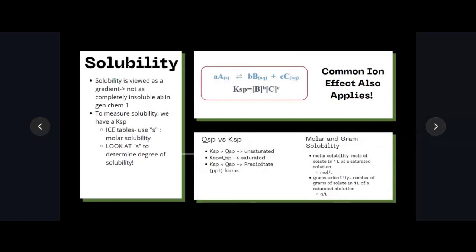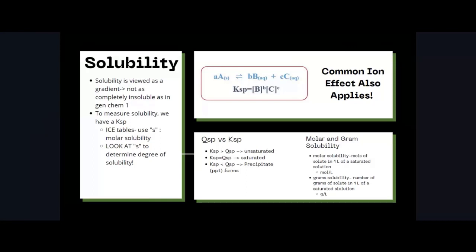So solubility is viewed as a gradient, and it's not as completely insoluble as in Gen Chem 1. So if it's not completely soluble, we have something called a Ksp value. And so to measure solubility, we have a Ksp. To do that, we have ICE tables.